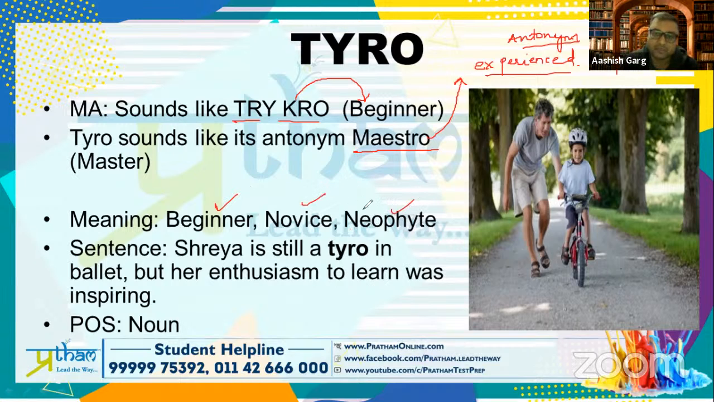So neo means new, okay? So somebody who has just started his or her career. For example, Shreya is still a tyro in ballet, but her enthusiasm to learn was inspiring.